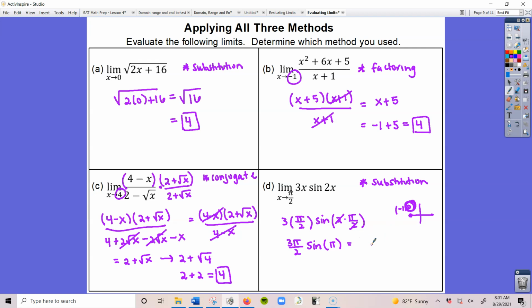So let's plug that in. We get 3 pi over 2 times the sine of pi, which is 0, and 0 times anything would give me a final answer of 0.